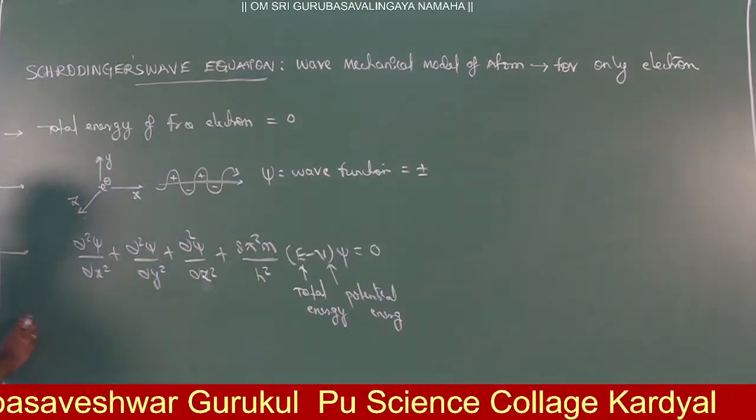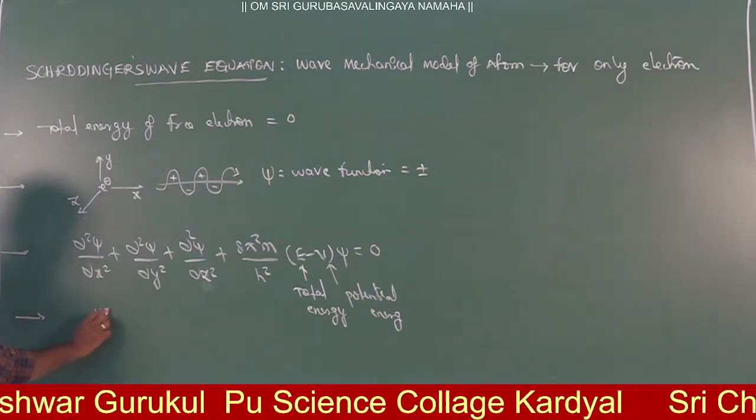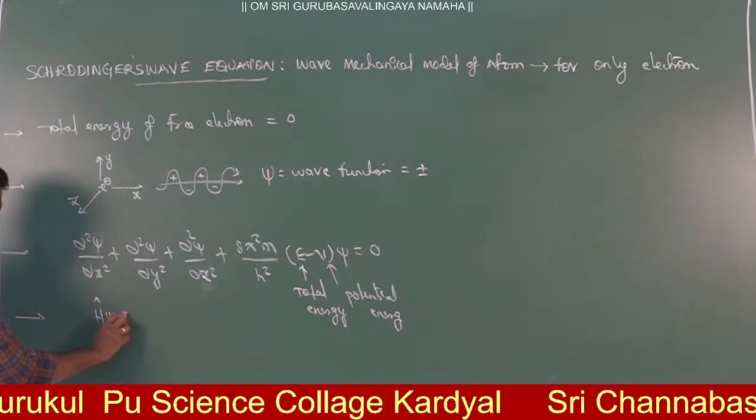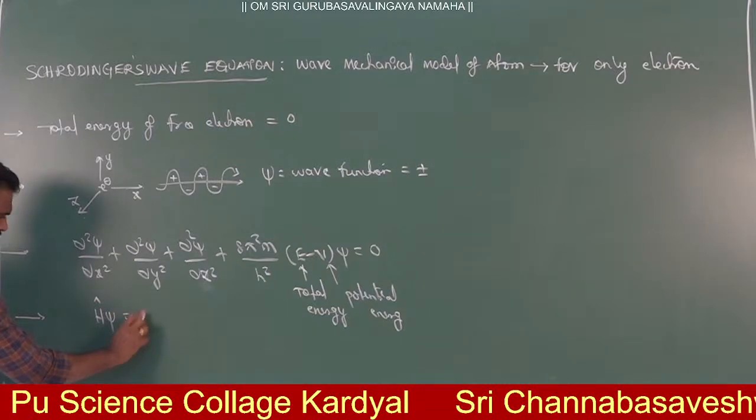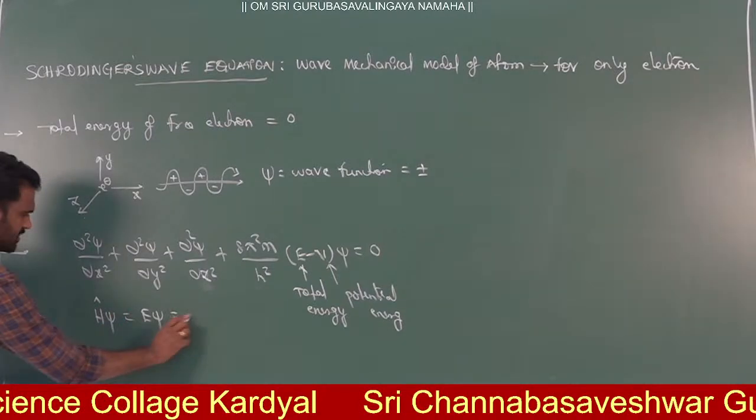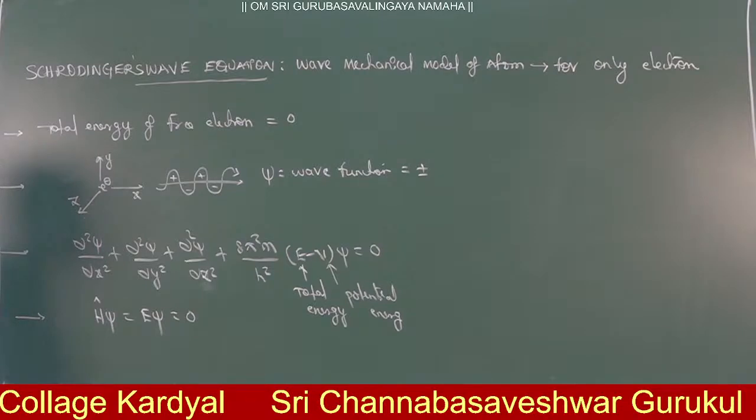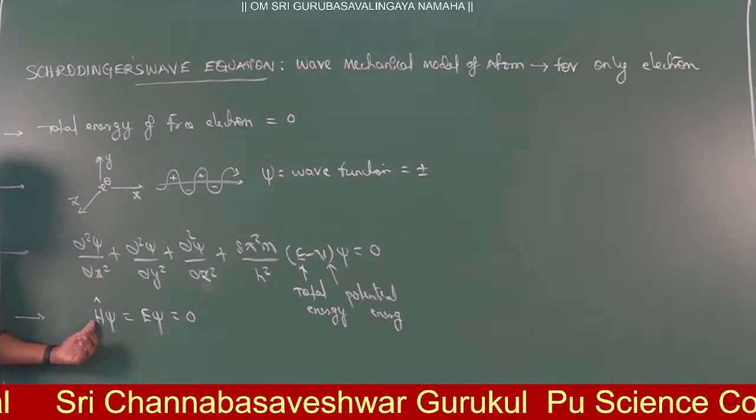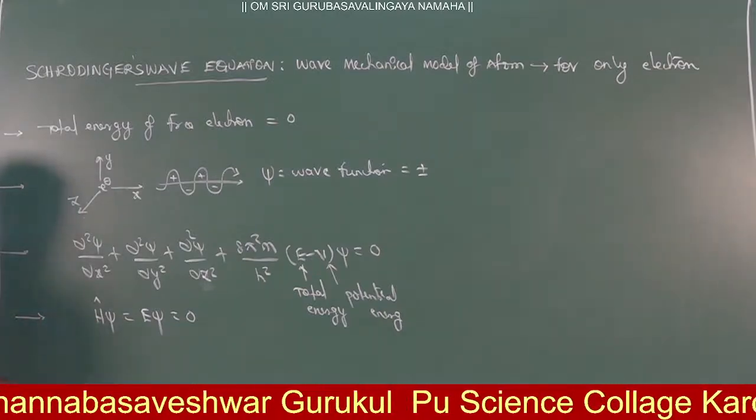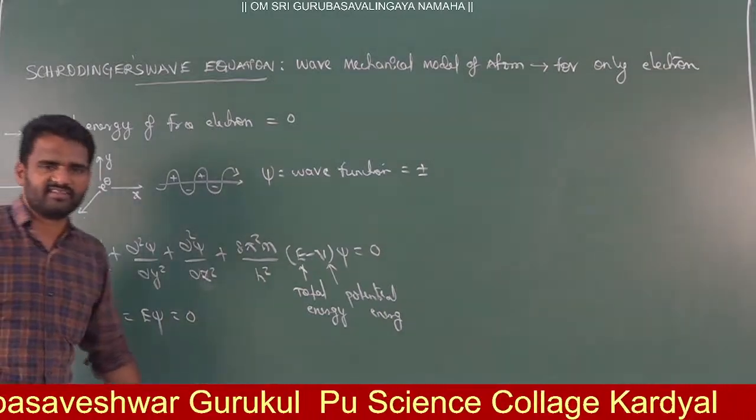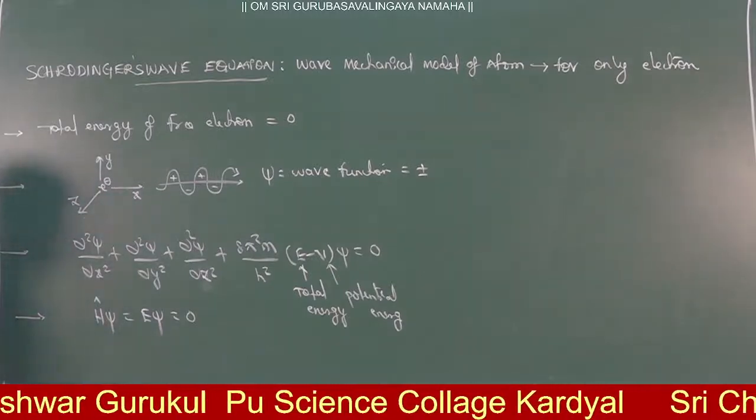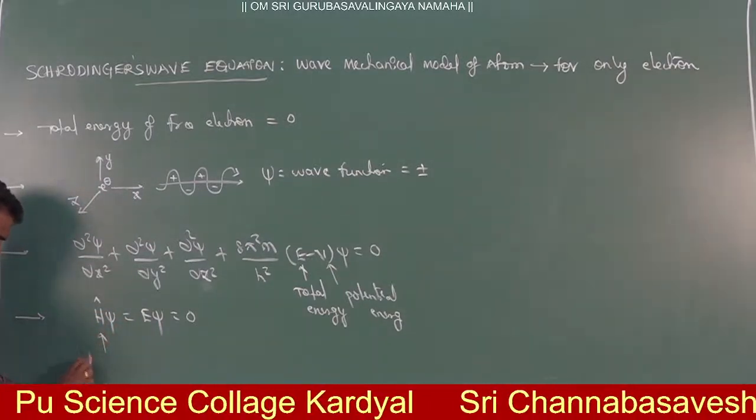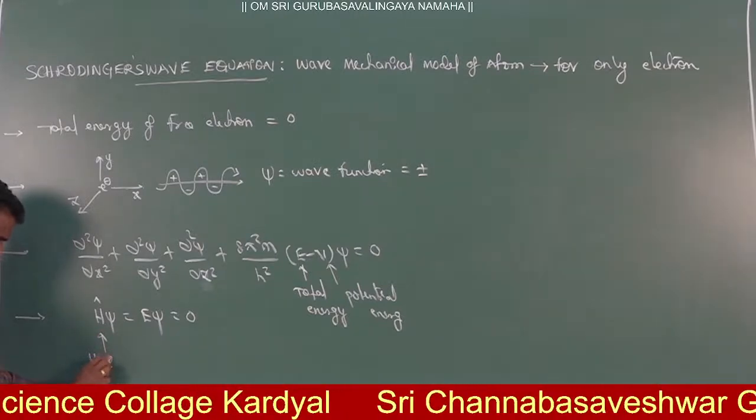And in our NCERT, we have H psi is equal to E psi, which is equal to 0. H is the Hamiltonian operator. This is one kind of operator. In mathematics there are many operators. Now this is the Hamiltonian operator.